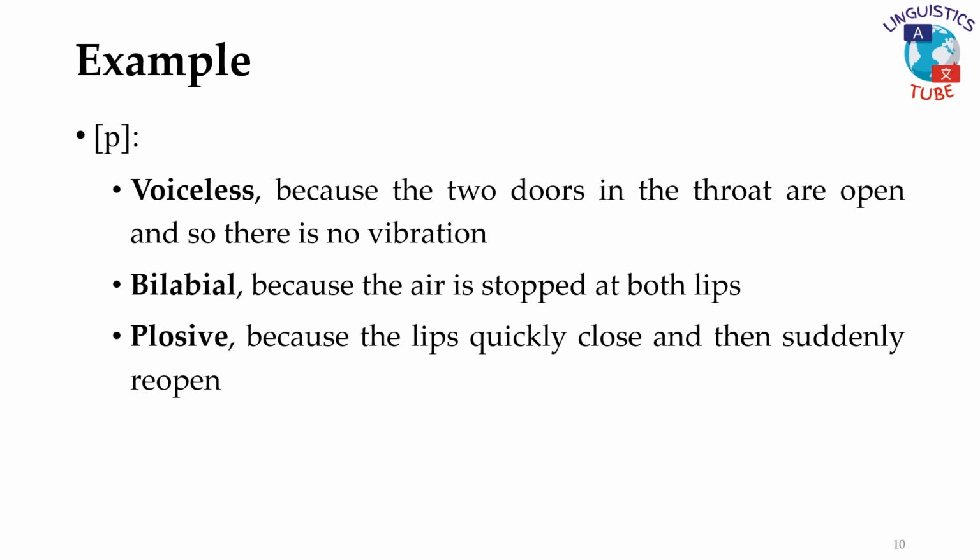Based on what we've learned so far, we can now explain how each sound is created. For example, P is voiceless because the two doors in the throat are open and so do not vibrate when the air moves through the throat. It is bilabial because the air is stopped at both lips, and it is a plosive because the lips quickly close and then suddenly reopen to cause an explosion of air.